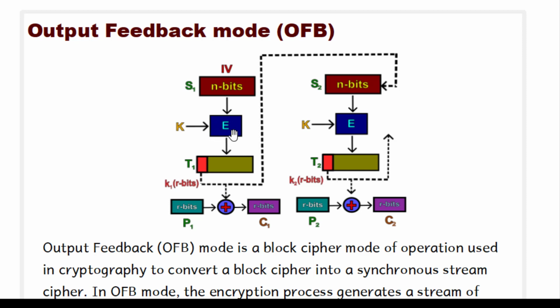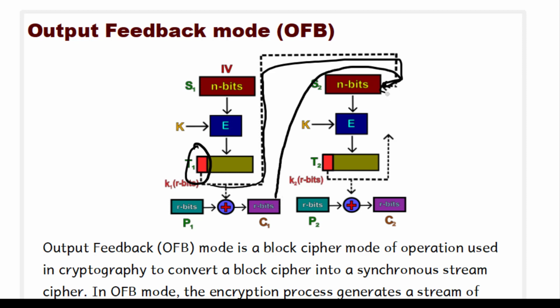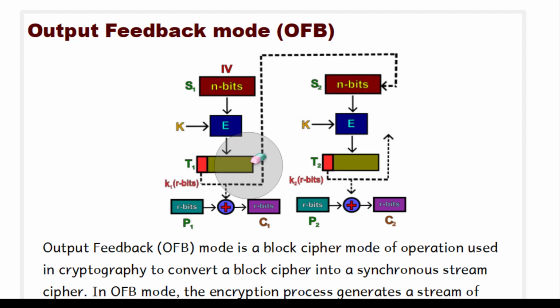The only difference, if we compare the diagram, we can understand from the diagram itself. What is the basic difference from the diagram? In output feedback mode, what we see is that this leftmost 8 bit is appended to this. In the previous case, this was appended, but here this is appended, and all the rest of the things remain the same.